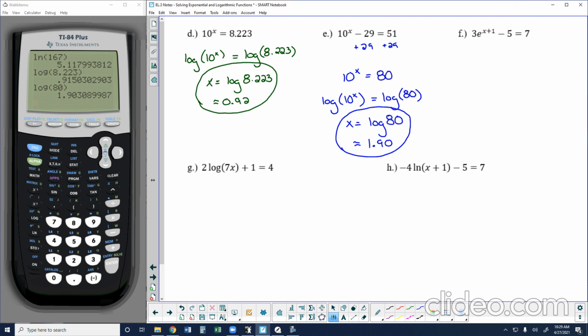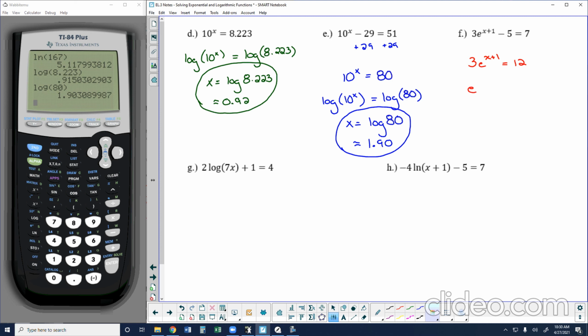The same thing must be considered in part F. So in F, I'm thinking again, reverse order of operations. I'm going to add 5 to both sides. So before I can get to the exponent here where my variable is, I need to eliminate or isolate that exponential expression. So I'm going to add 5 to both sides.